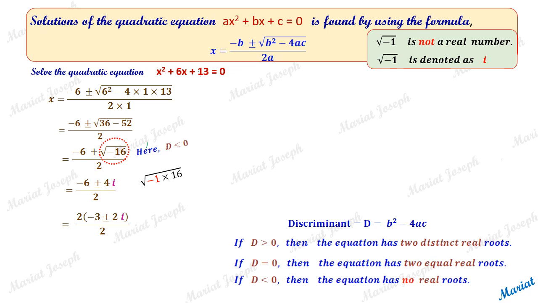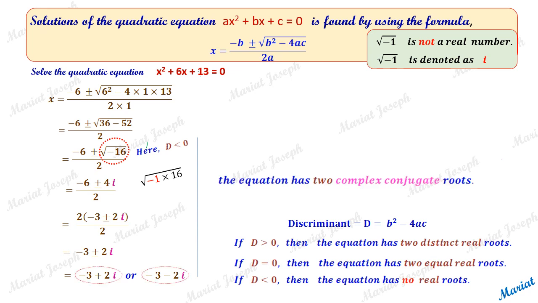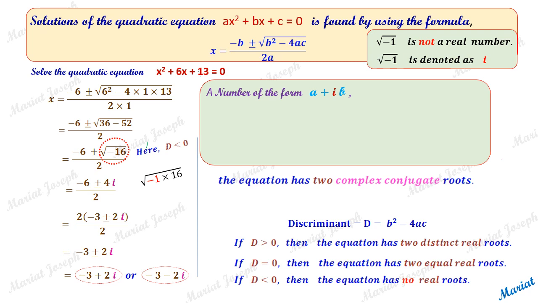Yes, we can take a 2 common and then we can cancel. We got two solutions, minus 3 plus 2i or minus 3 minus 2i. Now, these are the two complex solutions. And what is the complex number? Definition comes: the equation has two complex conjugate roots.